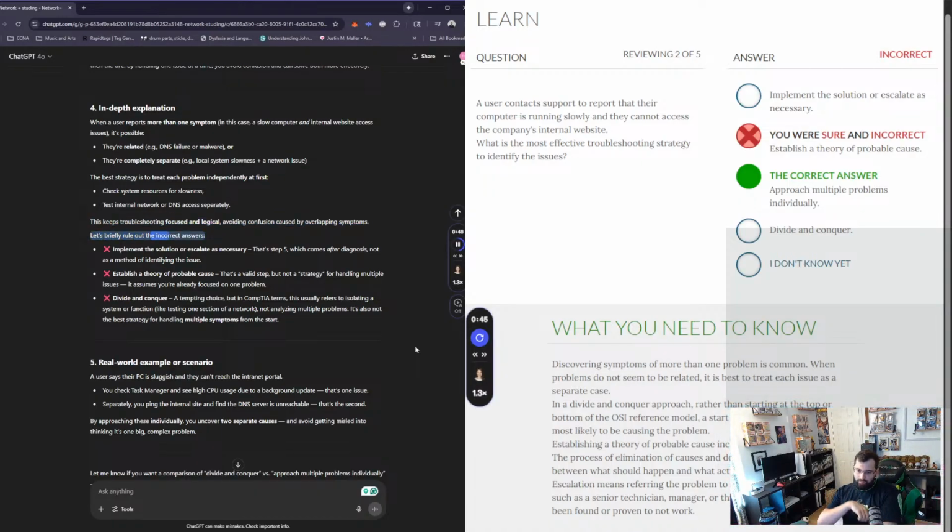Let's briefly rule out the incorrect answers. Implement the solution or escalate as necessary. That's step 5, which comes after diagnosis, not as a method of identifying the issue. Establish a theory of probable cause. That's a valid step, but not a strategy for handling multiple issues. It assumes you're already focused on one problem. Divide and conquer, a tempting choice, but in CompTIA terms, this usually refers to isolating a system or function, like testing one section of a network, not analyzing multiple problems. It's also not the best strategy for handling multiple symptoms from the start.